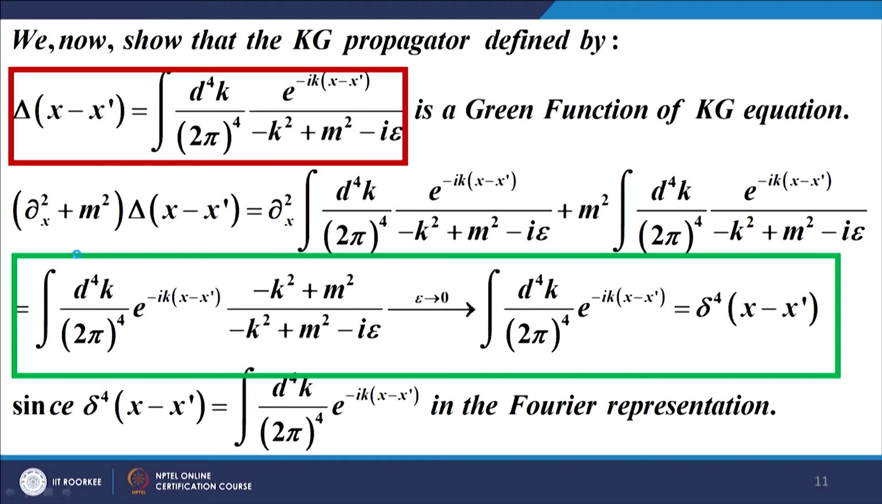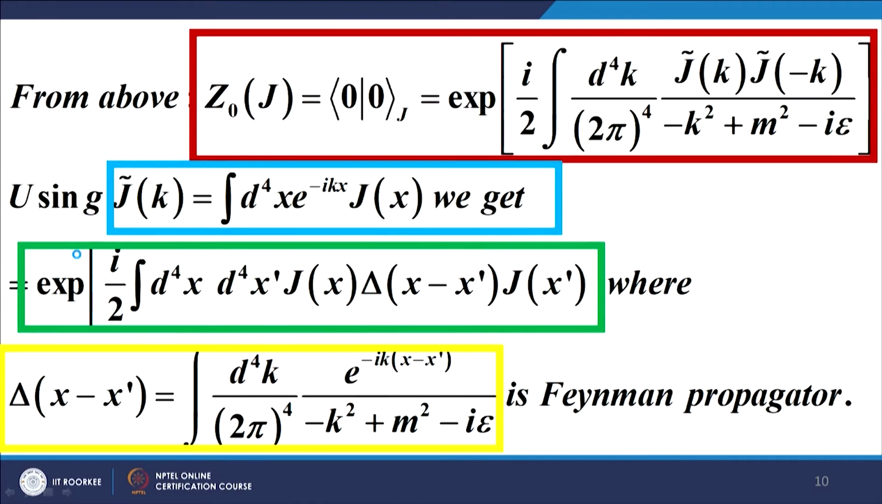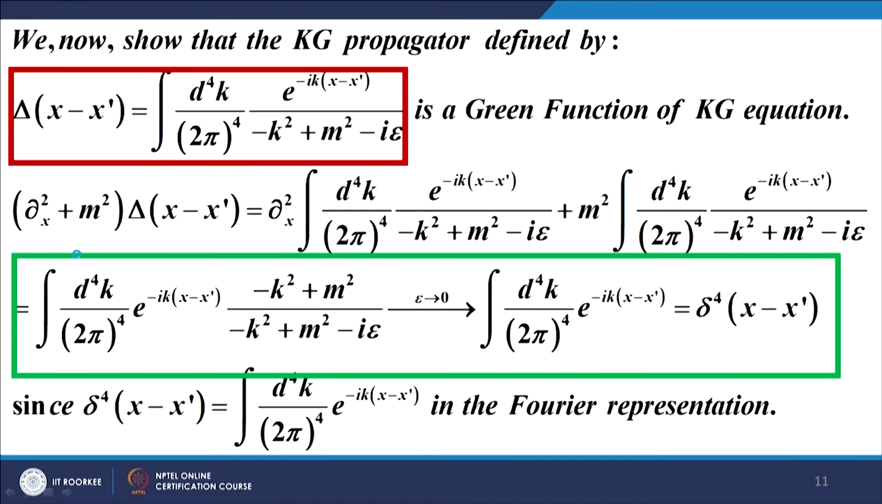Now, it can easily be shown that the Klein-Gordon propagator that we have just defined earlier in the yellow box on the previous slide, this expression which I have in the yellow box here, satisfies the Klein-Gordon equation with a delta function as the source term. In other words, it is a Green function of the Klein-Gordon equation.